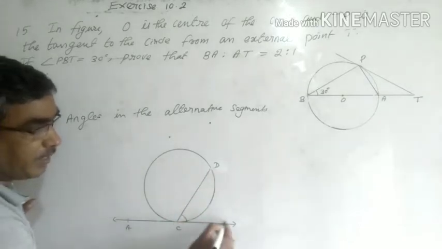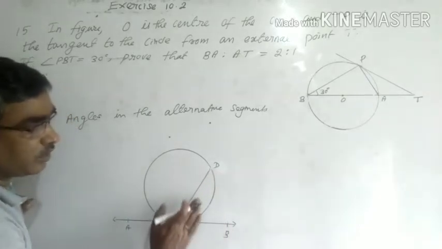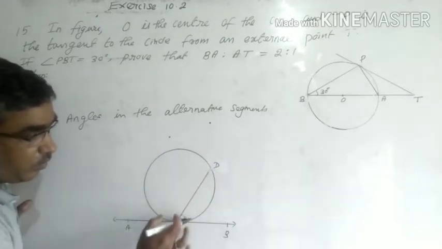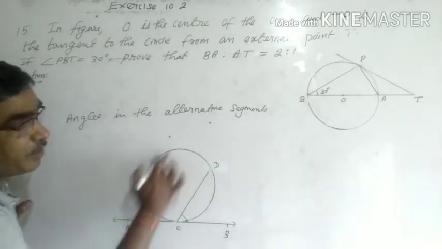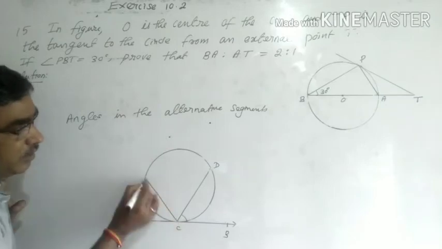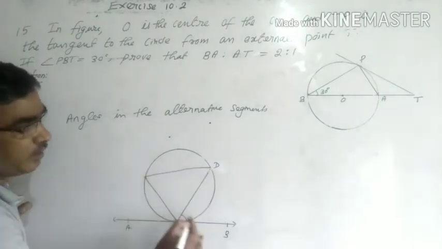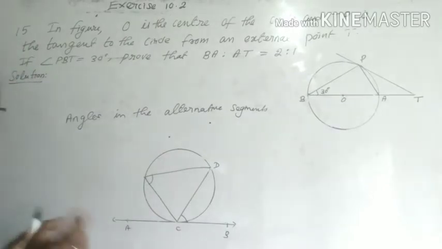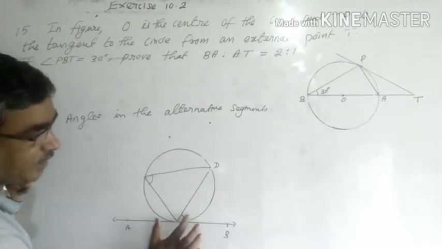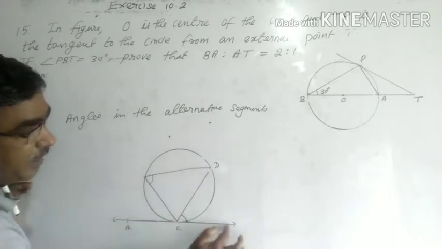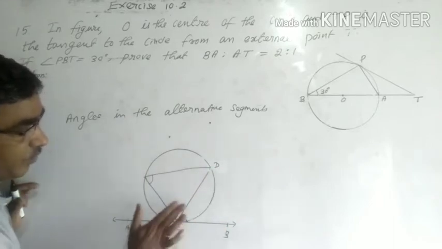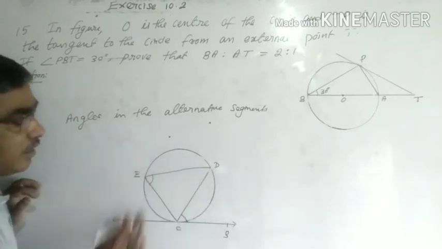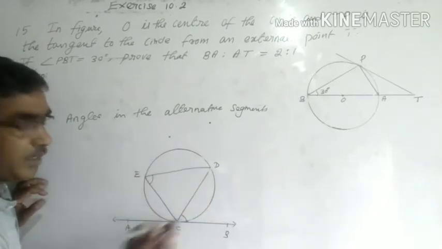Angle DCB will always be equal to the angle in the alternate segment. The angle made with the minor segment is equal to whatever angle the chord subtends in the remaining part of the circumference. So it will become equal. This angle will be equal to this one. They will be called angles in the alternate segment. This is the minor segment side, the DCB, the angle in the minor segment, and CED in the major segment. The two angles must be equal.